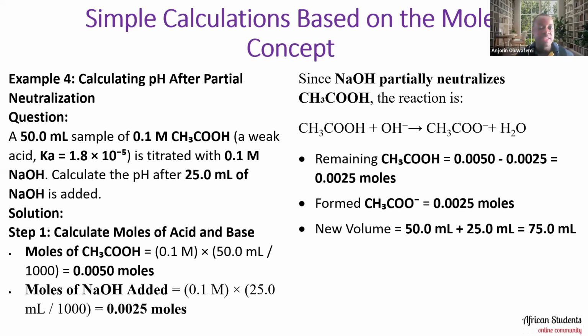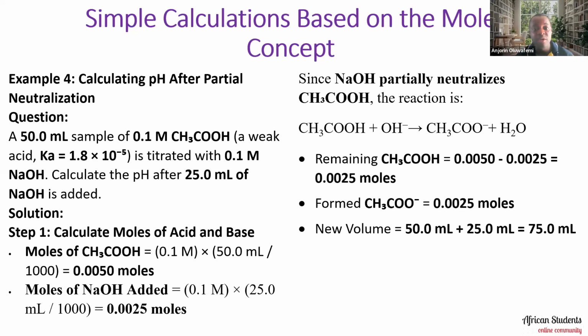Now, we go stepwise in our solution. The first step is we need to calculate the moles of acid and base. The moles of the ethanoic acid equals 0.1 molar multiplied by 50 divided by 1,000. So we look at the molarity, multiply it by the volume, and then divide by 1,000. So the moles of ethanoic acid that was used is 0.0050 moles. The moles of sodium hydroxide that was added, we calculate with the same procedure.